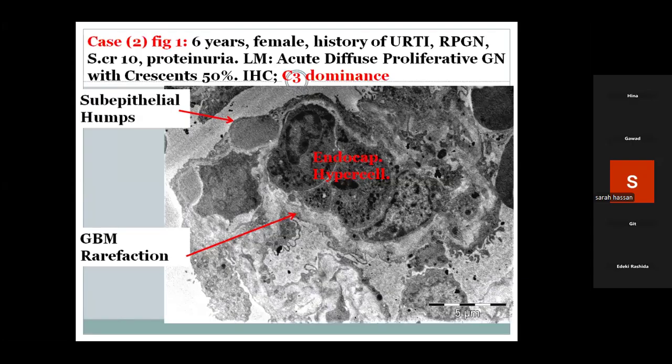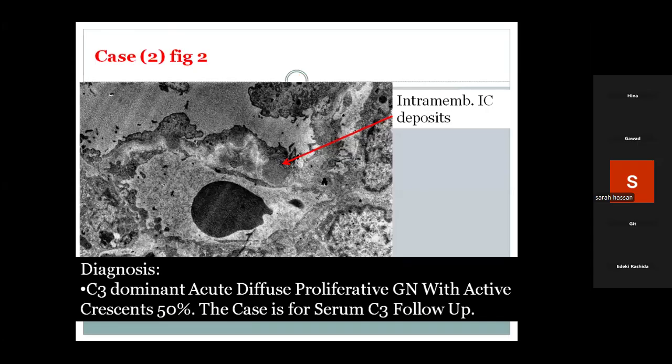Second case was for a 6 years old female with history of upper respiratory tract infection and rapidly progressive GN, serum creatinine of 10, proteinuria, and light microscopic picture of acute diffuse proliferative GN with crescents 50%. And immunohistochemistry showed C3 dominance again, with the electron microscopic picture showing subepithelial humps and some intramembranous deposits. So that's an acute diffuse proliferative GN, but C3 dominant with active crescents 50%.